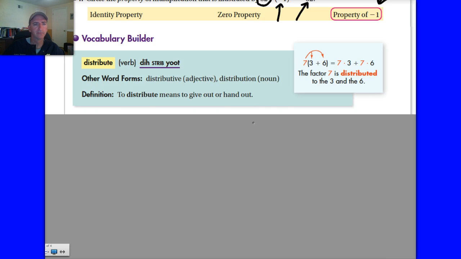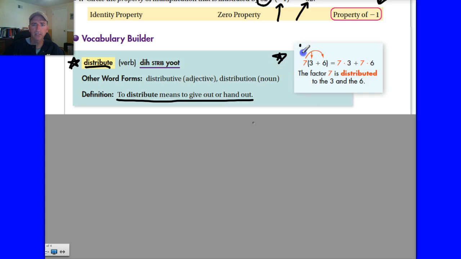Now this is a pretty important property for us here, and so that's why we're taking this particular chapter to look at it and make sure you can do it correctly. It's called the distributive property, and the distributive property is basically to distribute. It means to give or to hand out. Here's the math example of what it looks like.